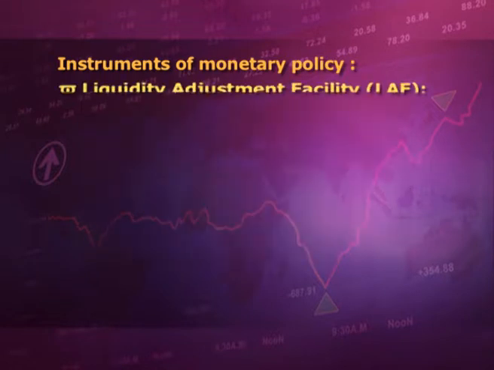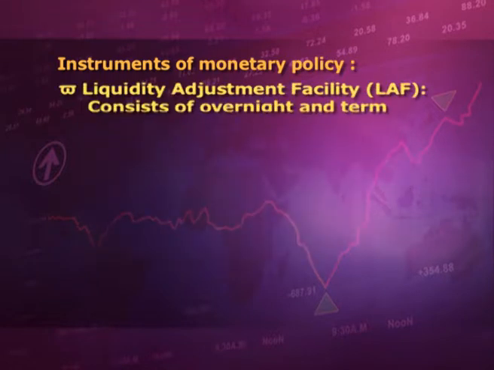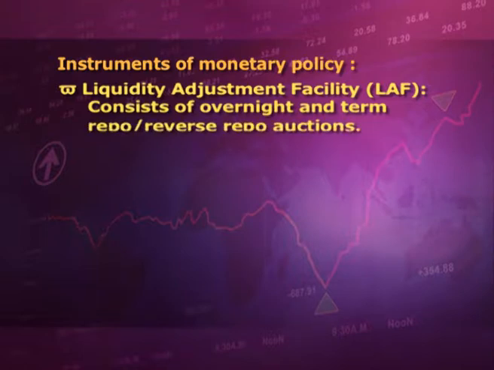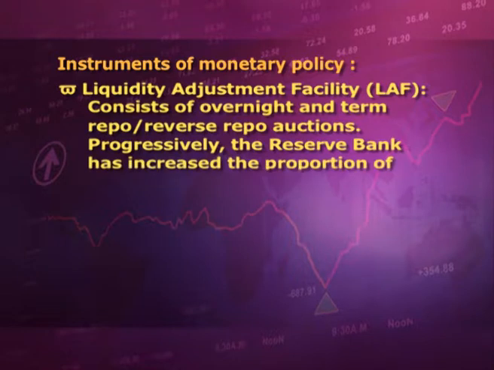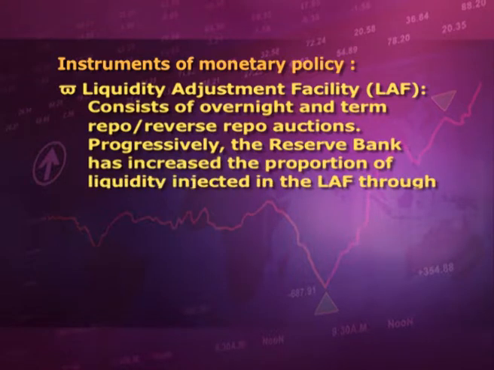Move on to the next topic, that is Liquidity Adjustment Facility, that is LAF. It consists of overnight and term repo or reverse repo auctions. Progressively, the Reserve Bank has increased the proportion of liquidity injected in the LAF through term repos.